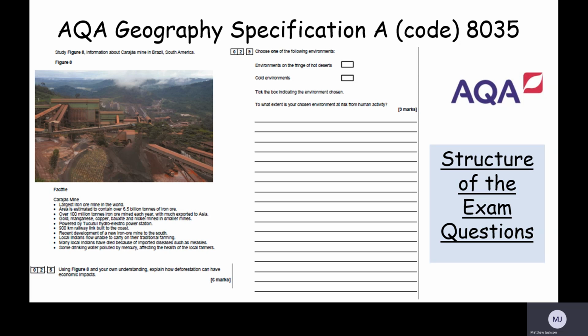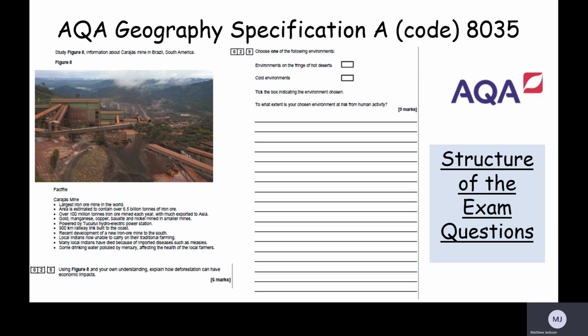You'll also find that they'll give you, again, information on figures. So on figure 8, they'll look at a mine, and this is about deforestation. And in the bottom left-hand corner, you can see: using figure 8 and your own understanding, explain how deforestation has economic impacts, and that was 6 marks. So you have to use figure 8 as a stimulus to understand what they're talking about. And then you have to apply your own knowledge and your own examples as well.